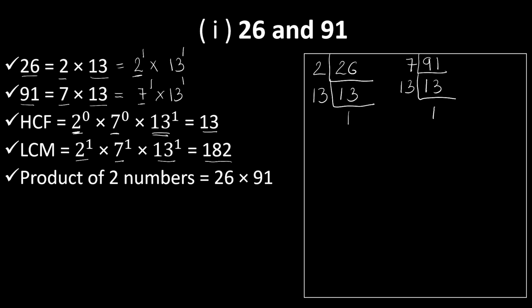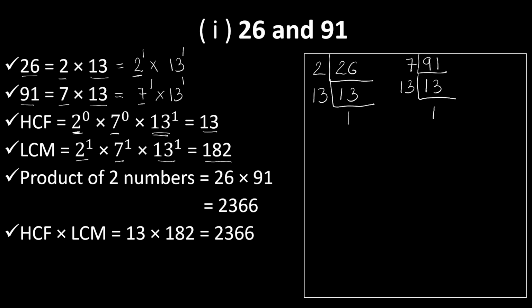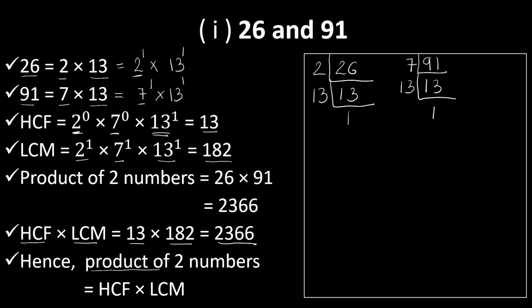Now we will find the product of these two numbers. 26 into 91 will give us 2366. And the product of HCF and LCM is equal to 13 into 182, which will again be 2366. So what did we conclude? We have verified that the product of the two numbers is equal to HCF into LCM. With this, we are able to verify that the product of two numbers is equal to the product of their LCM and HCF.